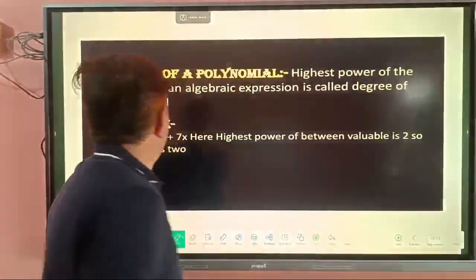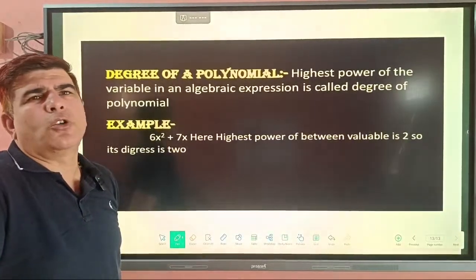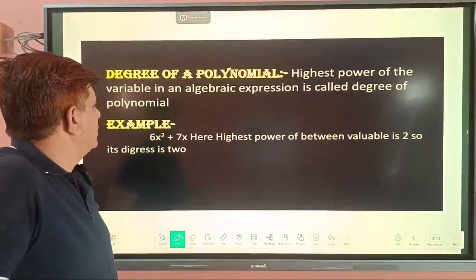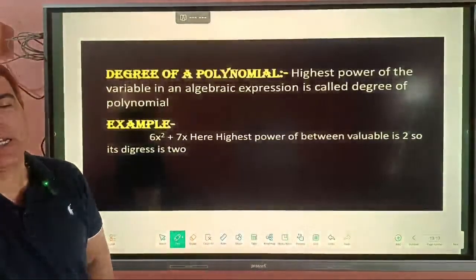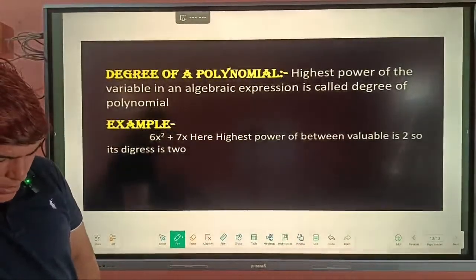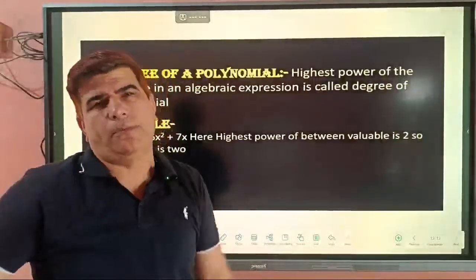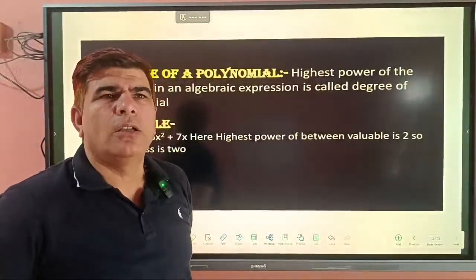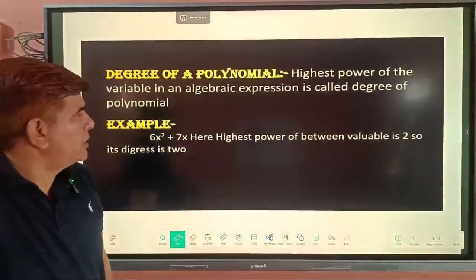Now coming here, types of polynomial according to the degree of a polynomial. First, we will try to understand what the degree of a polynomial is. Degree of polynomial means the highest power of the variable. Which one is the variable? The one whose value changes according to the situation.